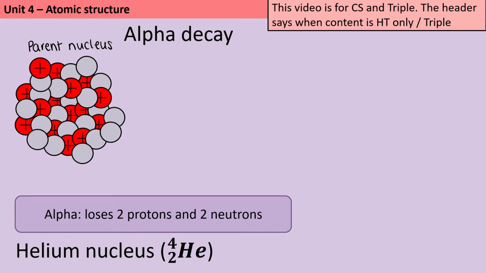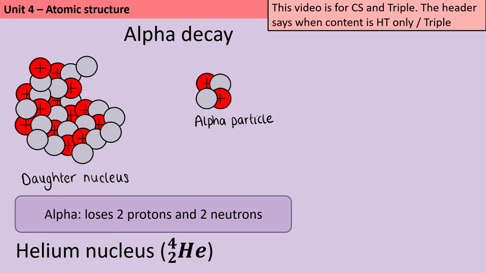The first type of decay you need to know about is alpha decay. An alpha particle is made of 2 protons and 2 neutrons, so it's the same thing as a helium nucleus. We start off with a parent nucleus of the unstable isotope, and then an alpha particle breaks off and is released, and what's left behind we call the daughter nucleus. This is going to be a completely different element because it's lost 2 protons, and it's also going to be 4 atomic units lighter because it's lost 2 protons and 2 neutrons.